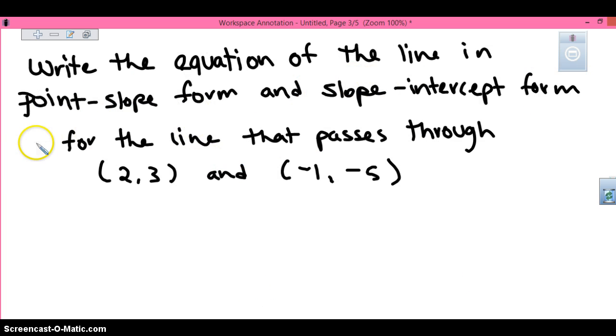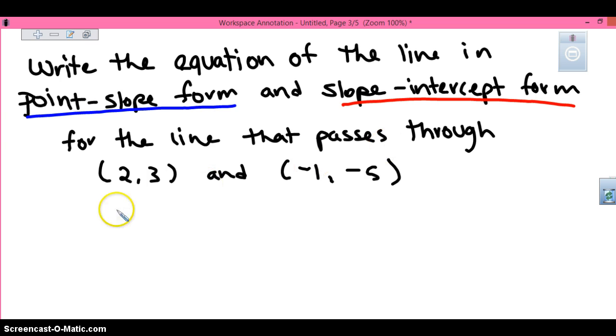Write the equation of the line in point-slope form and slope-intercept form for the line that passes through (2, 3) and (negative 1, negative 5). So point-slope form was y minus y sub 1 equals m times x minus x sub 1. Slope-intercept form is y equals mx plus b. The only thing we're given are 2 points. In both equations, we need the slope. So let's start by finding slope.